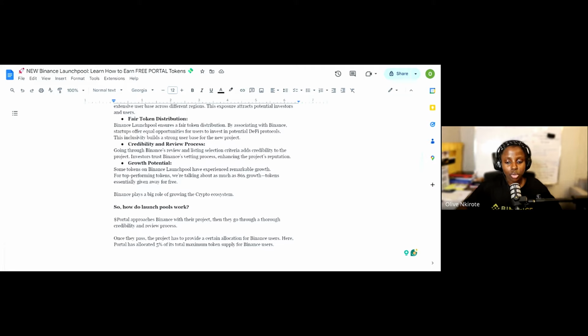And finally, the growth potential. Some of the tokens that have been launched on Binance, I have seen for myself, have done astronomical gains. Let me show you guys how launch pools work.